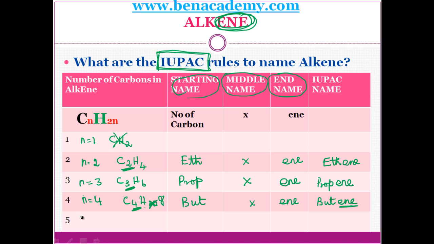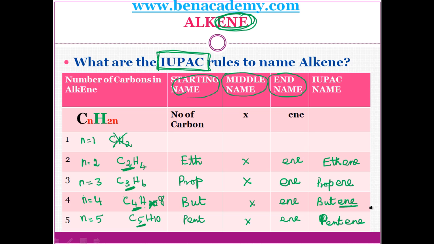Similarly, when the number of carbons is 5, what will be the formula? C5H10. Now, what will be the starting name? If the number of carbons is 5, the starting name will be pent. There is no middle name. The end name is ene, because the carbon hydrogen ratio is 5:10, that is 1:2. Therefore it belongs to alkene type. So the name of this compound is pent for 5 carbons, and since the ratio of carbon and hydrogen is 1:2, pentene.